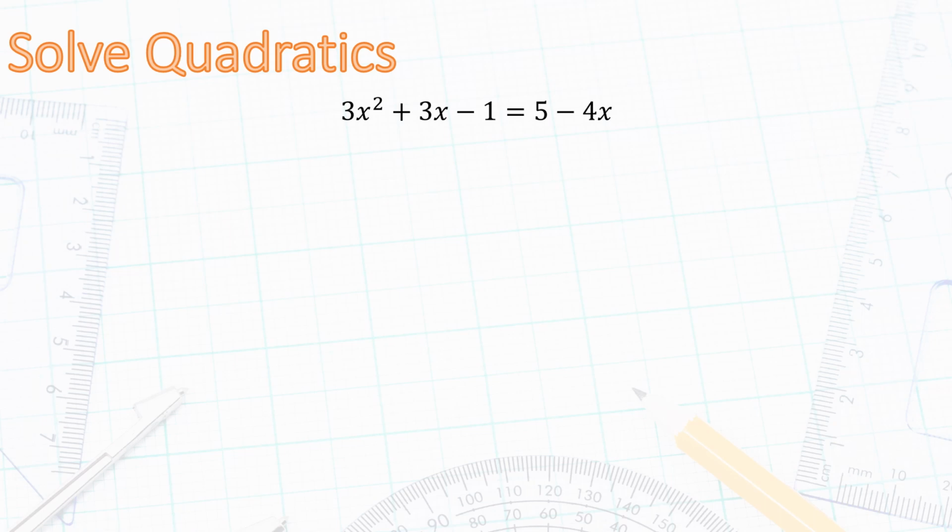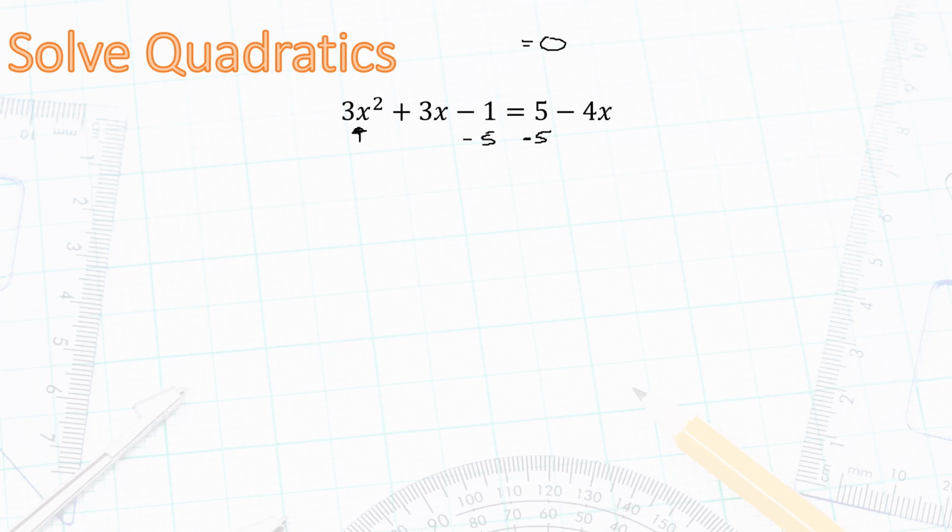All right, one more. We've got 3x squared plus 3x minus 1 equals 5 minus 4x. Same thing, we want it equal to 0. In general, I will try and keep my squared term positive wherever possible. So I don't want a negative 3x squared, so I don't want to subtract that from both sides. So I'll usually try and bring the other terms over, even if there's more of them. So minus 5, minus 5.